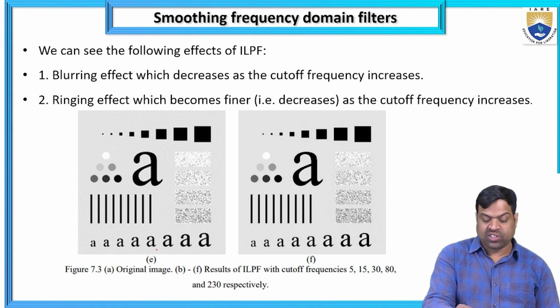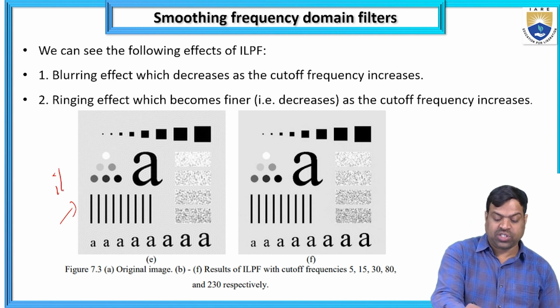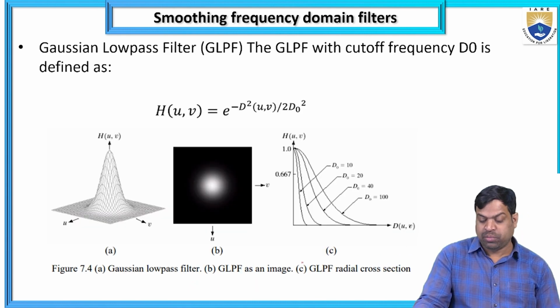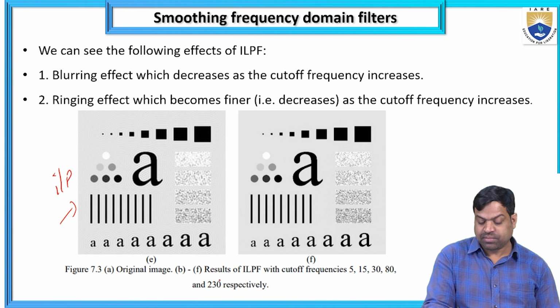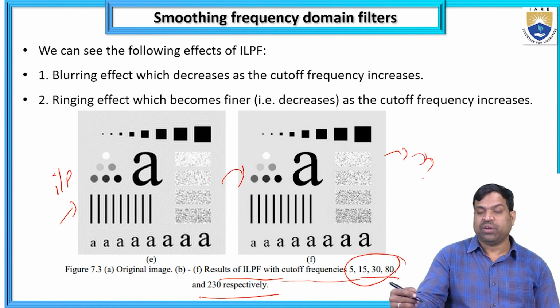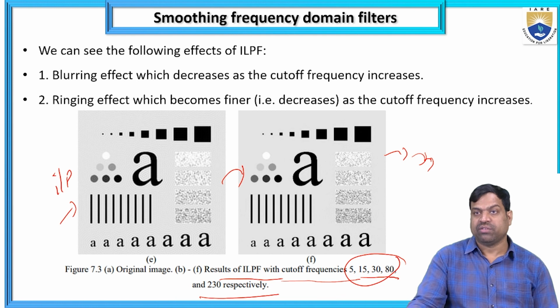Here is the original image, that is the input image, and here I am taking some example images. These are the ideal low pass filter with the cutoff frequencies 5, 15, 30, 80 and 230 respectively. So these are the cutoff frequencies. When we go through the different images with different cutoff frequencies, the image shows blurring. Why? Because we are changing the cutoff frequencies.